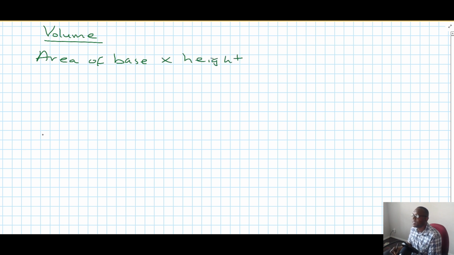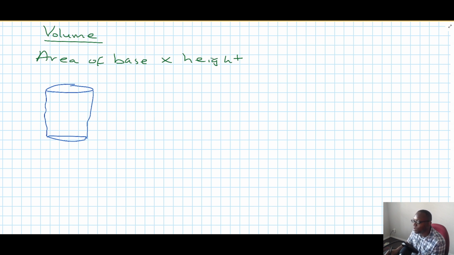Okay, so if I have a cylinder, I'm going to try my best to draw a good looking cylinder. So the cylinder, we have this right here, and this is just a rough sketch of a cylinder. With a cylinder, there are two things you need. You want to find out the height of the cylinder. You want to find out the radius of the circle that is in the base of the cylinder. And so the first thing you want to do is find the area of the base.